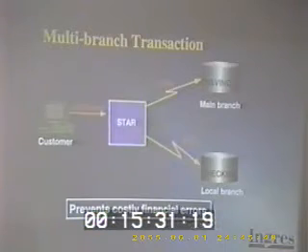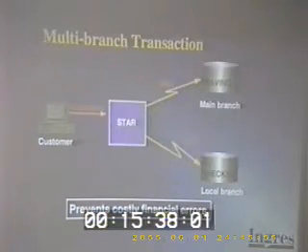It has to all be updated or all not updated. A simple example of this is a multi-branch bank transaction. Let's say you want to withdraw some money which you have in your savings account and credit it to your local checking account.